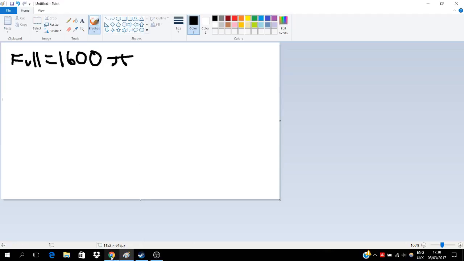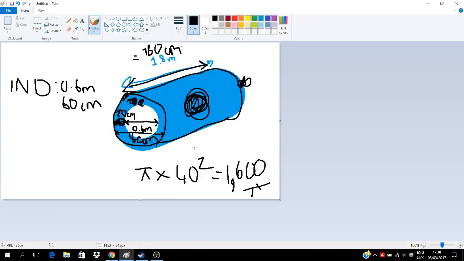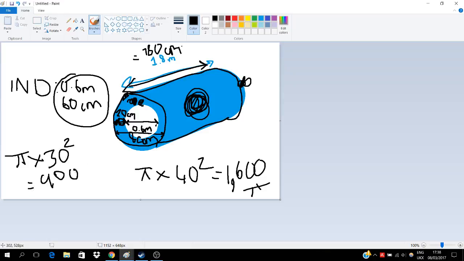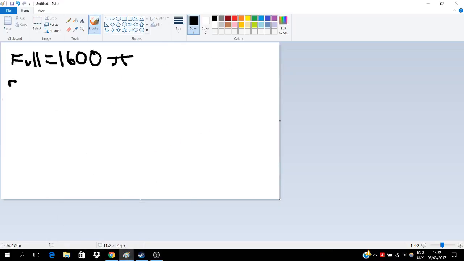Right, now we need to find the other circle, the lower circle, this white part over here. We know that this white part is 60 centimeters in diameter. So to find the area, it's going to be pi times 30 squared. And that, of course, is going to give you 900 pi. So remember this, and this is the small circle, equals 900 pi.